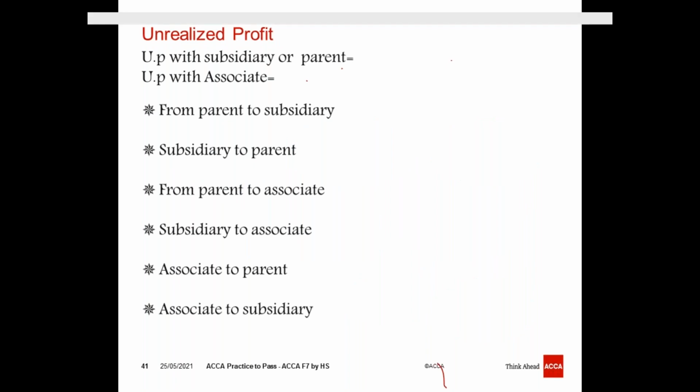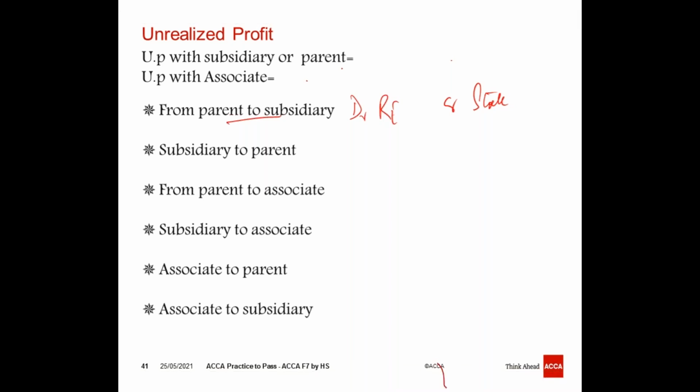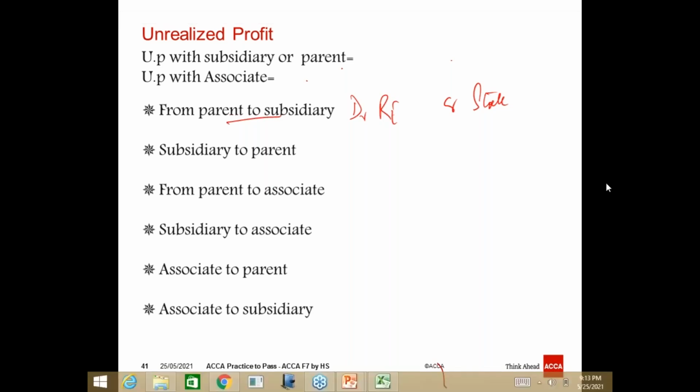So now I'm showing you 6 cases where you need to show the accounting entry. For example, if the parent sold goods to the subsidiary company, the accounting entry will be retained earnings debit and stock credit. So I want all of you to make the relevant accounting entries and relevant formulas. Please write the accounting entries here.